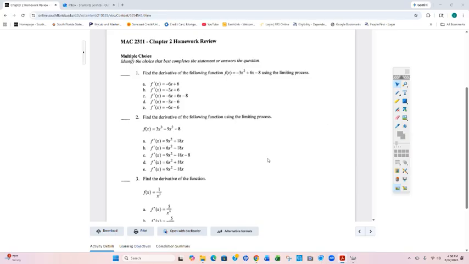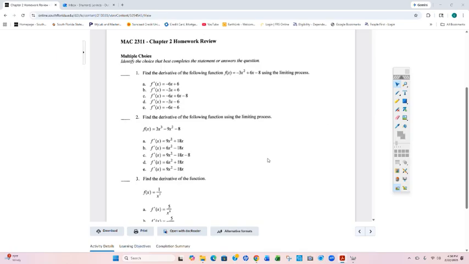Like I said, I'll be reading the question, then you can pause, then I'll read the answer when you turn it back on. Okay, so let's get started. Number 1, find the derivative of the following function. f of x equals negative 3x squared plus 6x minus 8 using the limit process.